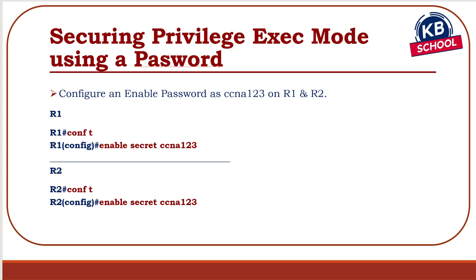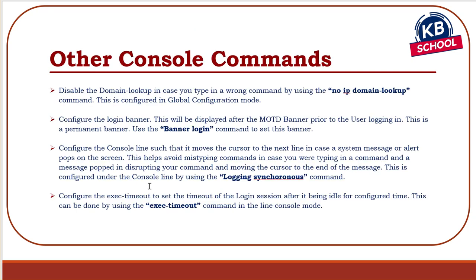Some other console commands that I'm going to be testing in this lab, four other commands. Number 1, disabling the domain lookup. If you remember, I typed a wrong command in user exec mode. It thought it was a host name and tried to resolve it against my DNS server. If you mistype a command, it does that on a regular basis, so you wait until the lookup comes back and says this host name cannot be found. To save yourself that hassle, you can disable the domain lookup.